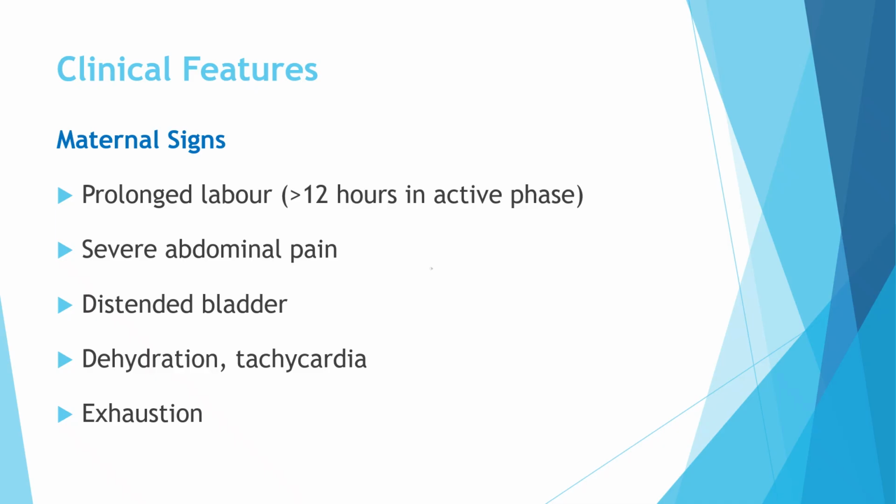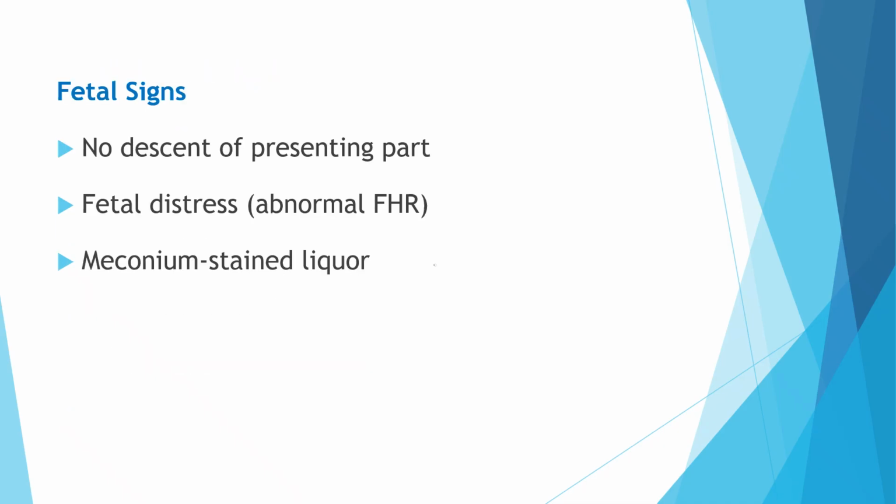Now, let's understand the fetal signs. In obstructed labor, the first sign is that the baby is not coming down at all, even though labor is going on. This is called no descent of the presenting part. Because the baby is stuck, it may not get enough oxygen, leading to fetal distress, which we can see as abnormal fetal heart rate. Sometimes, the baby passes stool inside the uterus due to stress, which leads to meconium-stained liquor. So overall, the baby shows signs of distress because it is not able to progress normally.